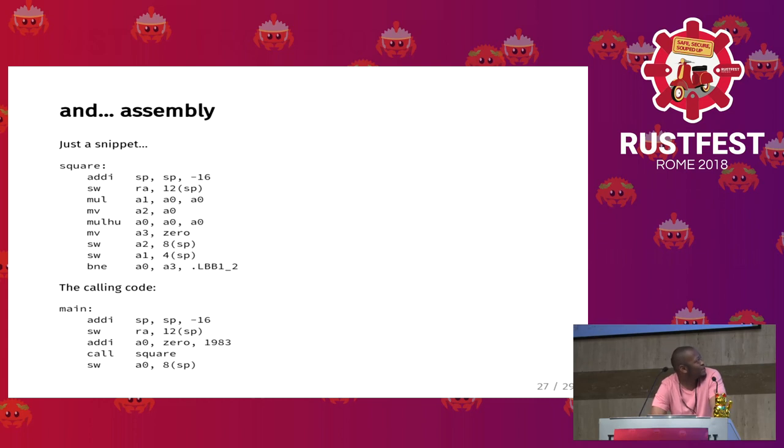So remember that A0 is just the argument, right? What that does is that into register called A1, put the result of the multiplication of these two registers, which is A0. And A0 is what, 1983. And you can ignore the rest of the detail. The total generated assembly was like 120 lines. And note that I didn't go as far as doing optimized code because I don't understand those steps, so I thought, okay, I will ignore this.